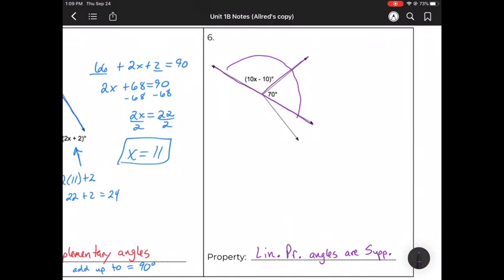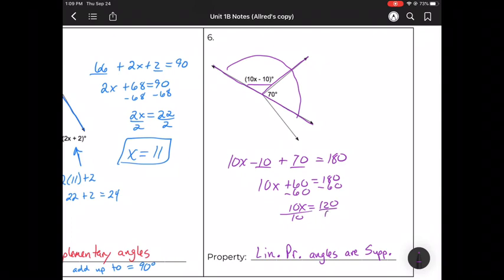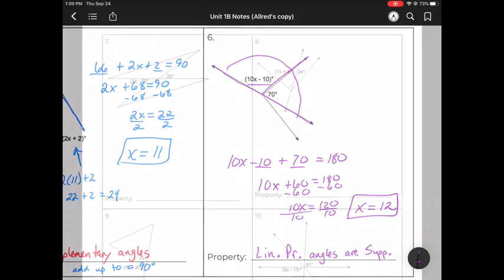Now I can go ahead and set up an equation based on that. Supplementary means that they add up to 180 degrees. So one angle, 10x minus 10, plus the other angle has to equal 180. And now I go about solving my equation. Combine your like terms. Subtract 60. Divide by 10. And this time that's your answer. Again, you could plug back in and find the other angle measure, but we don't have to.